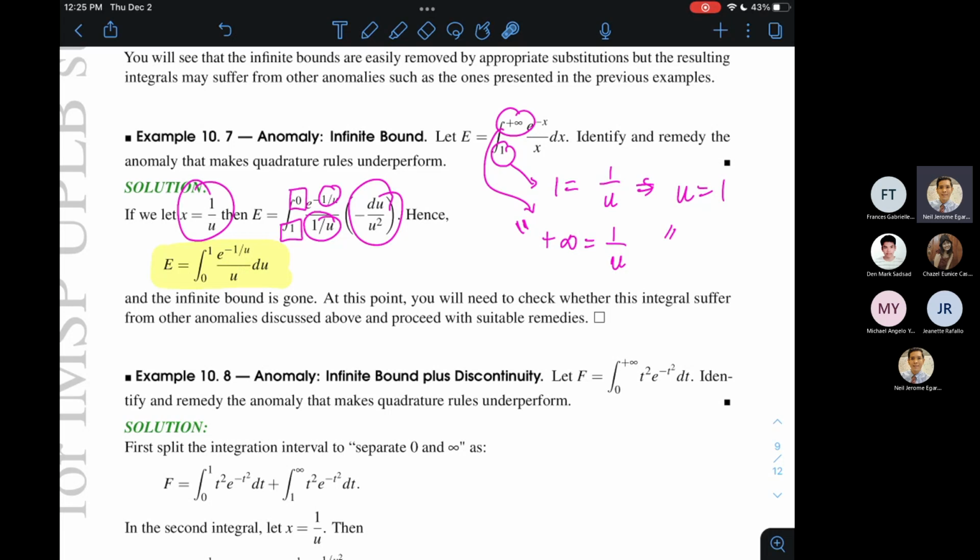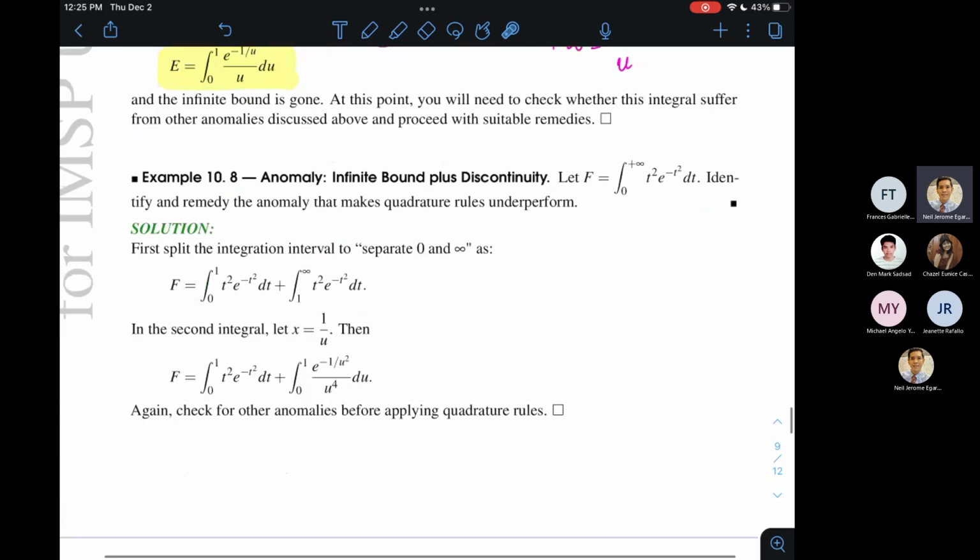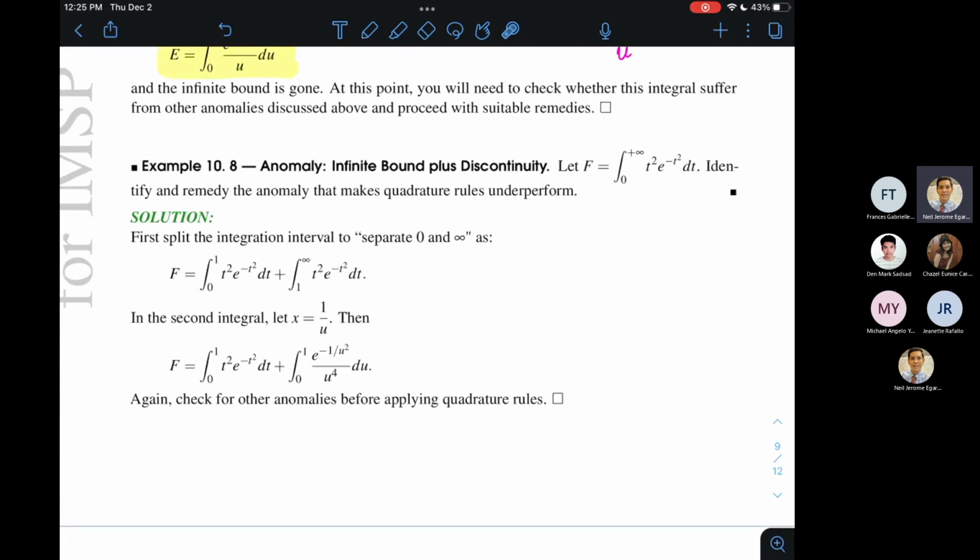Okay? Now, meron pang mga ibang cases, mga hybrid cases, katulad ng example 8, when we have infinite bound plus discontinuity. All right. Let's see why is that so.